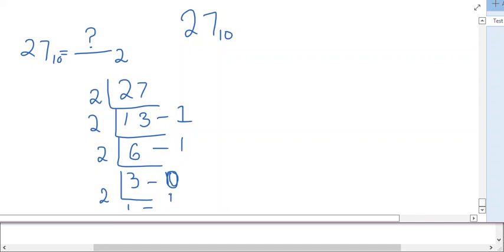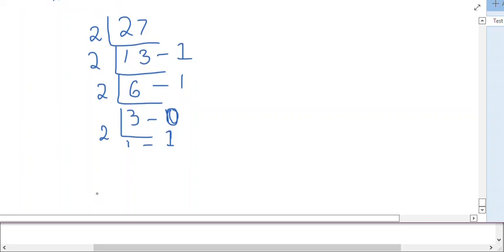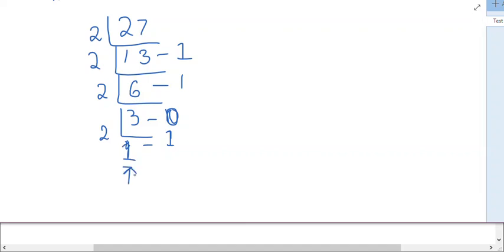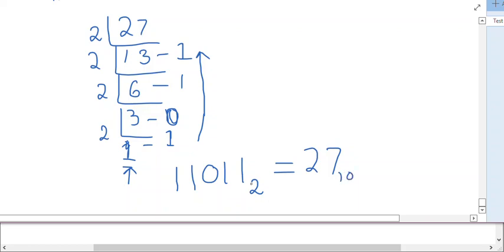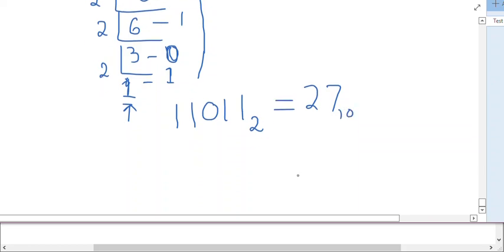So what we have in our hand is, as we have discussed before, this 1 is our most significant bit, so that will go on the leftmost part, and then we will go up from there. So we get 11011 base 2. So what do we have? We had 27 that we converted. Our conversion says that 27 base 10 is equal to 11011 base 2. Did we do it correctly? So let's check it out.